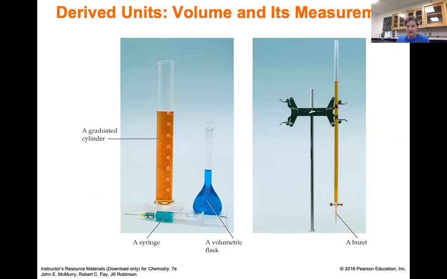So when you're measuring volume, there'll be lots of ways to measure volume. On the left, there's a graduated cylinder, which isn't a very accurate way. There's a volumetric flask, which is very accurate. Oftentimes, if you want small quantities, you'll use a syringe. If you look on the right, if you're doing a titration where you're trying to add an exact volume until you reach some endpoint, you often use something called a burette, which you'll use in this class.